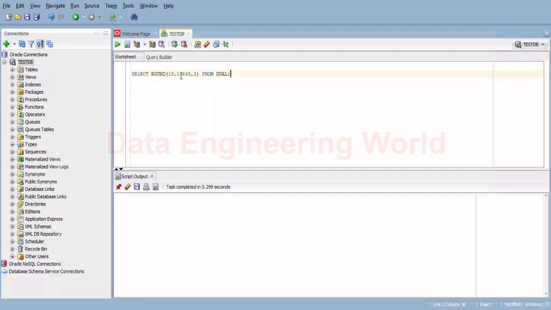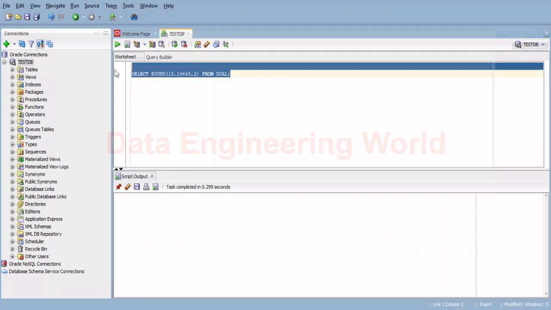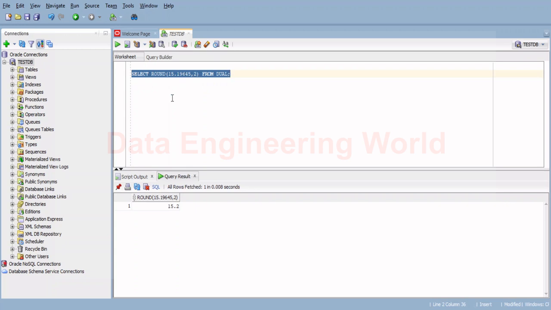Here we have taken a number 15.19642 and we want to round it off up to 2 decimal points. So it has been rounded off to 15.2. Let's take another example with value 15.65, and this time we want to round it off to 1 decimal point. So 15.65 has been rounded off to 15.7. What if we do not pass the scale in the round function?